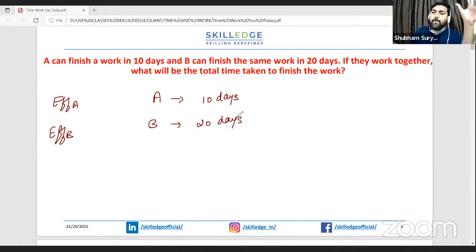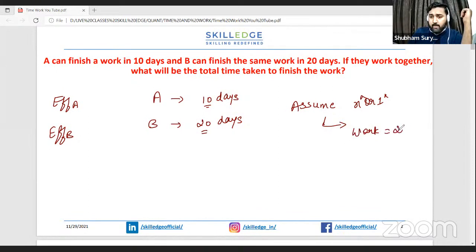And as the amount of work is not mentioned in the question, we can assume the amount of work. And the assumption should not be a number X, or the number 1. We should assume a number which is a multiple of the number of days, guys. 10 and 20 are given. So we can either assume the work to be equal to 20, or we can go for 40, or we can go for 60. Doesn't matter. We'll get the same answer for all the work. Let's assume the work to be equal to 40, guys. Some of you might have assumed it to be equal to 40.